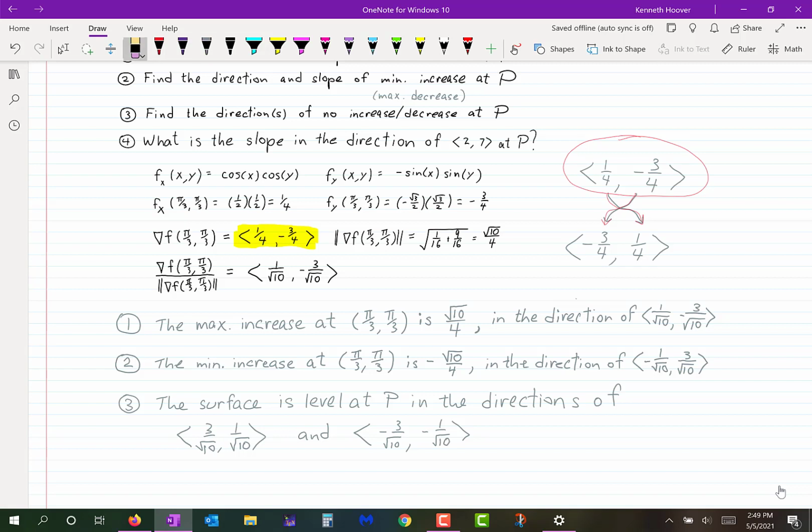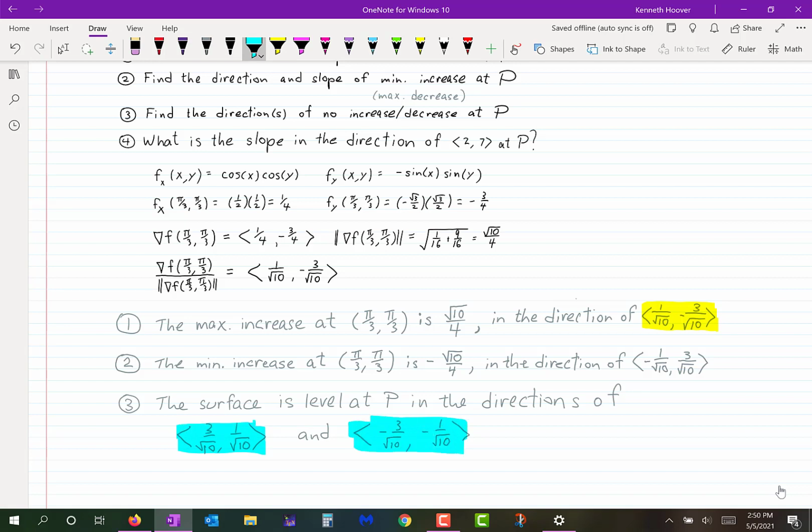All I did, to explain this a different way without using the word gradient, was took the directions of maximum increase and I just wrote down the two unit vectors that are orthogonal to that. And you do that by swapping the components and changing the sign on one of them. Okay?